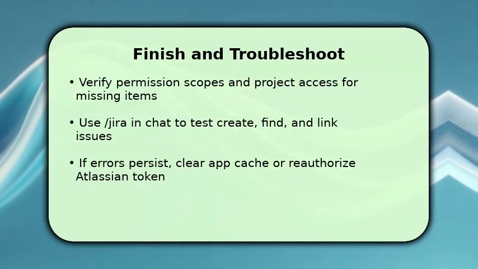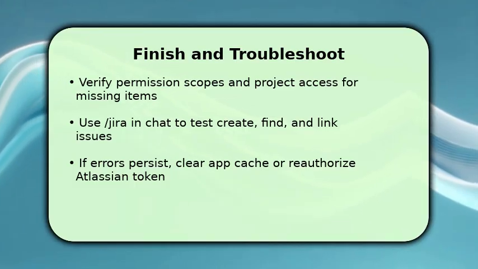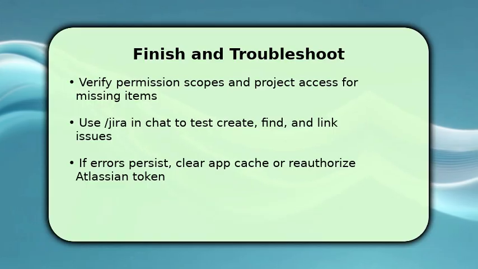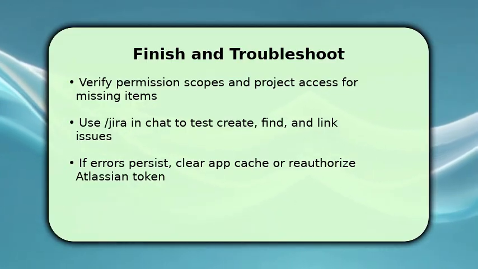If the bot won't respond or tabs fail to load, clear the Teams app cache, remove and re-add the Jira app, then reauthorize the Atlassian token. That refreshes permissions and resolves stale sessions. If a permission error remains, check Jira Project Access and audit.